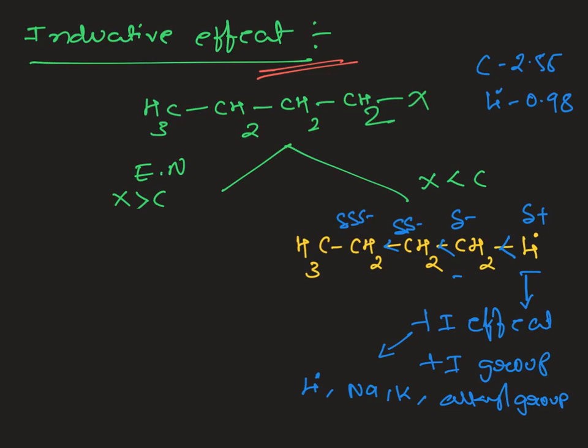And again it is having two types, plus I effect and minus I effect. Where will the difference come? In one case the carbon chain gets a partial negative charge, in another case the carbon chain gets a partial positive charge, depending upon what group or what atom we are introducing.